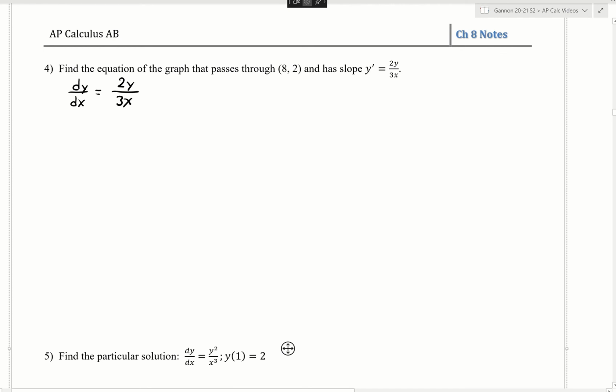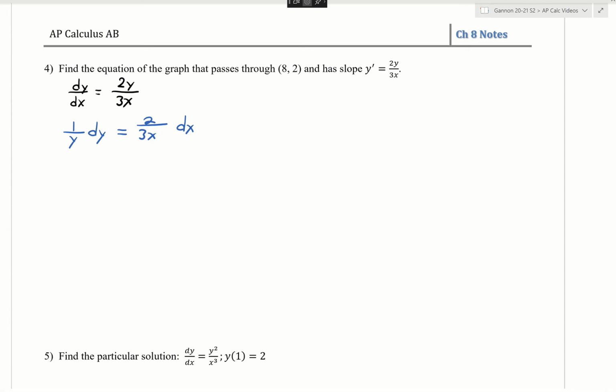And we want to get the y's to the left and the x's to the right. Now, one thing I would recommend is, try to move just the y to the left if you can. All right, and I'll tell you what I mean by that. So in this particular case, I can move the y over and think of this as 1 over y dy. And then on the right side, we end up with 2 over 3x dx.